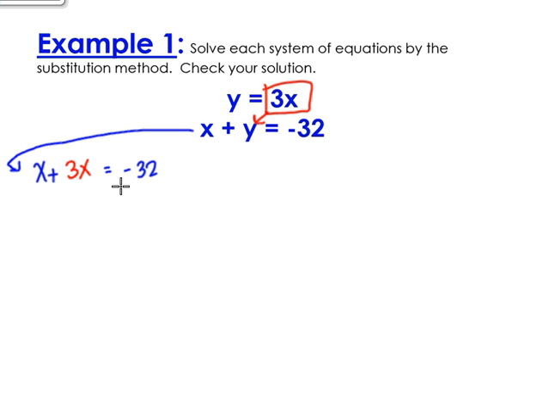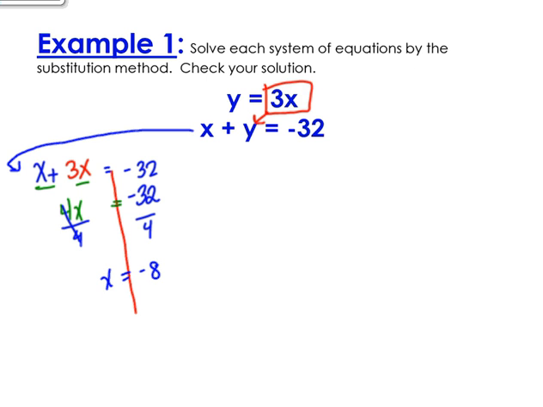Now I know how to solve that equation because I don't have any y's in it. All I have to do is solve it like normal at this point. When I go to solve this equation, first thing you look at is, can I distribute? No. Next step, can I combine like terms? And I can. 1x plus 3x is 4x. Then I'm going to bring down my negative 32. Next step, trying to get x by itself, divide both sides by 4. And x is equal to negative 8.